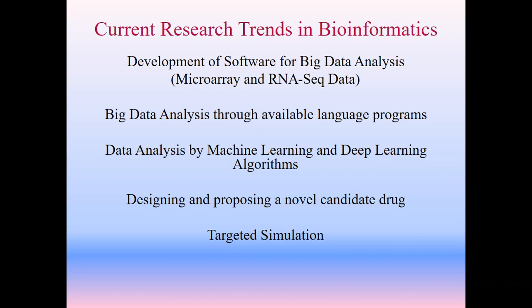If you ask me what the current research trends in bioinformatics are, I would say development of software for big data analysis. In my view, we have big data of microarray data sets and RNA sequence data. Developing software through available programming languages for such analysis is one current trend. Analyzing such data is another current trend. Another is using machine learning or deep learning algorithms, and for what? For drug designing. I will also cover tutorials on how you can use machine learning algorithms for drug designing, coupled with simulations and docking, and that will be very interesting for you. But wait, I will cover it later on. So, designing and proposing novel candidate drugs using these kinds of methods, and performing targeted simulations.